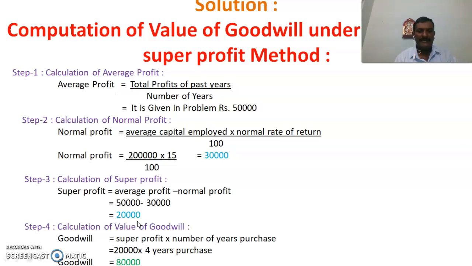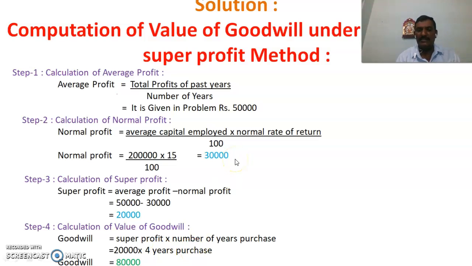And now by getting this super profit, we can go towards the fourth step, that is calculation of value of goodwill. It is the last step of this problem. And in order to get the value of goodwill, we have a formula here: super profit into number of years purchase. So as this problem is based on the purchase of super profit, now we have to purchase the number of years of profit here. That's super profit here. And the super profit we have just calculated through step number 3 is rupees 20,000. To this we have to multiply 4 years purchase.